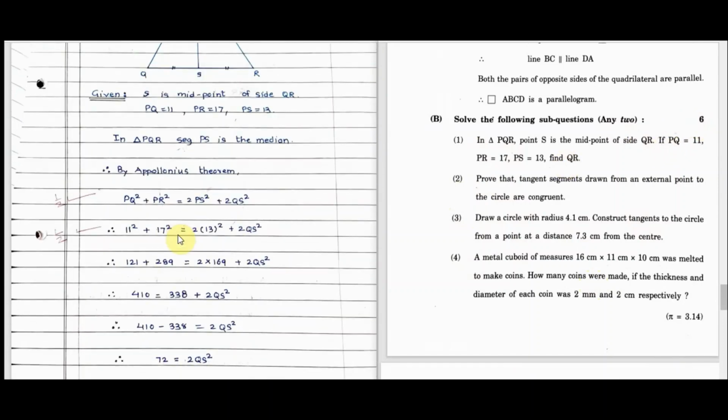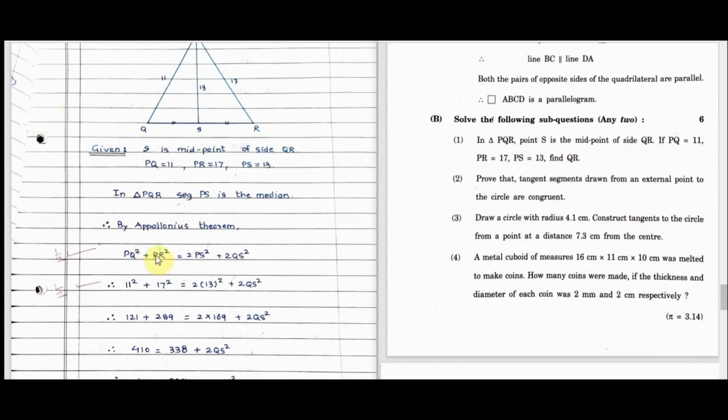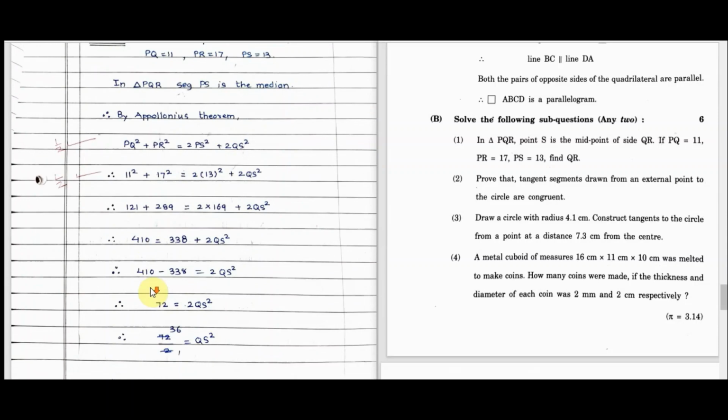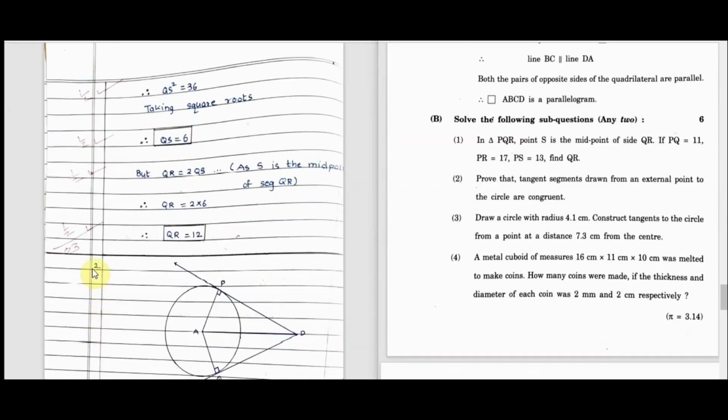Now say first here you will get the Apollonius theorem. So half mark for writing Apollonius. If you know Apollonius, please write. If the calculations are wrong, still you will get half marks. Okay, substitution half mark. Calculate everything, and then here final answer QS square is equal to 36, half mark. Taking square root, half mark. Then you know that S is the midpoint, means QR is equal to 2 times QS. Writing this with the reason carries half mark, and final answer half mark. So like that you will get the 3 marks.